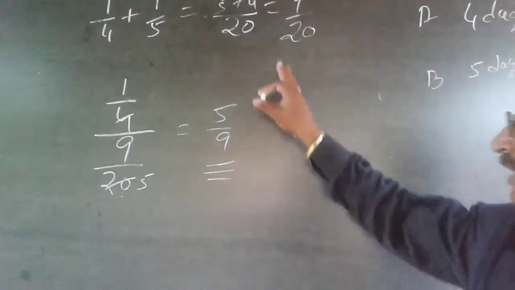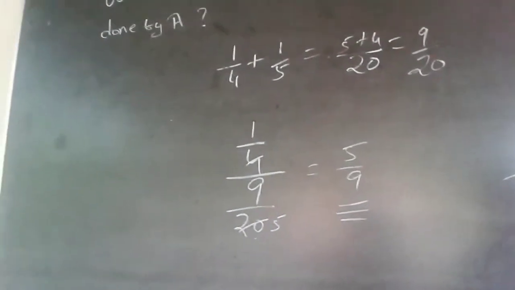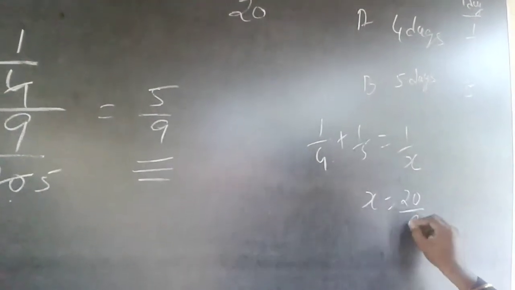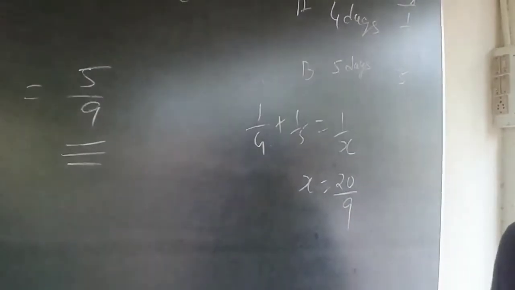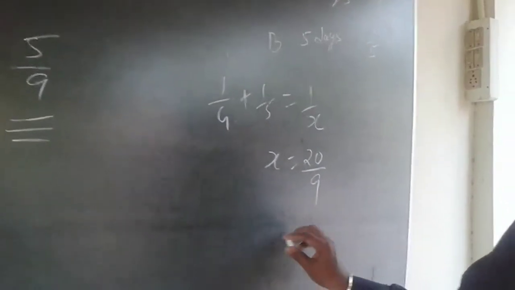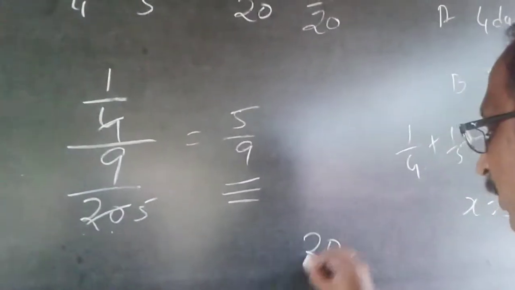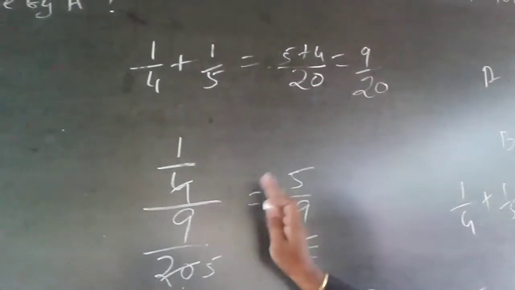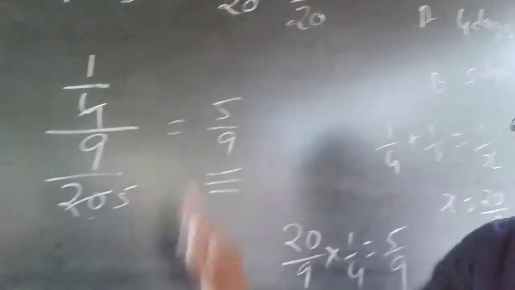The other way of doing it is, I wrote 1 by 4 plus 1 by 5 equals 1 by x. When we solve this, 1 by x is 9 by 20, so x will be equal to 20 by 9. They require 20 by 9 days to complete the work. And in 1 day A does 1 by 4. So A's total work will be 20 by 9 into 1 by 4, which equals 5 by 9. So either way works, but the first is simpler because you don't have to convert to 20 by 9. So the answer is 5 by 9.